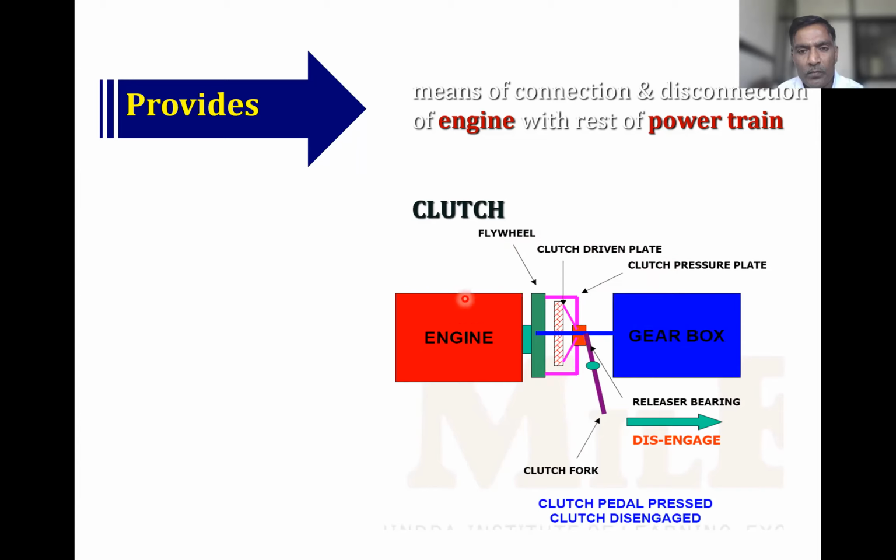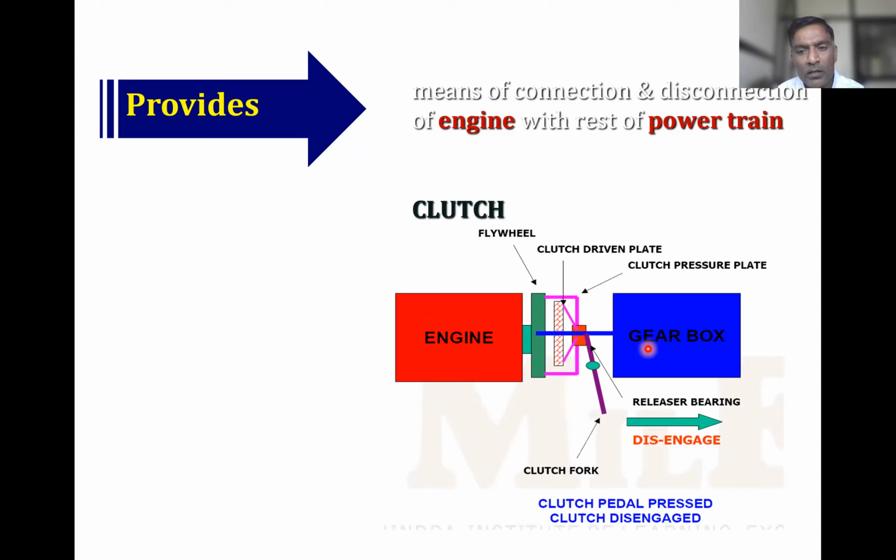This one is engine. This is the flywheel. This blue box, it is nothing but the gearbox. And this one is the engine, and this is the flywheel. So when engine is running, flywheel is going to rotate. And this is the clutch driven plate. So when this plate is in contact with this flywheel, then power is transmitted to this gearbox.